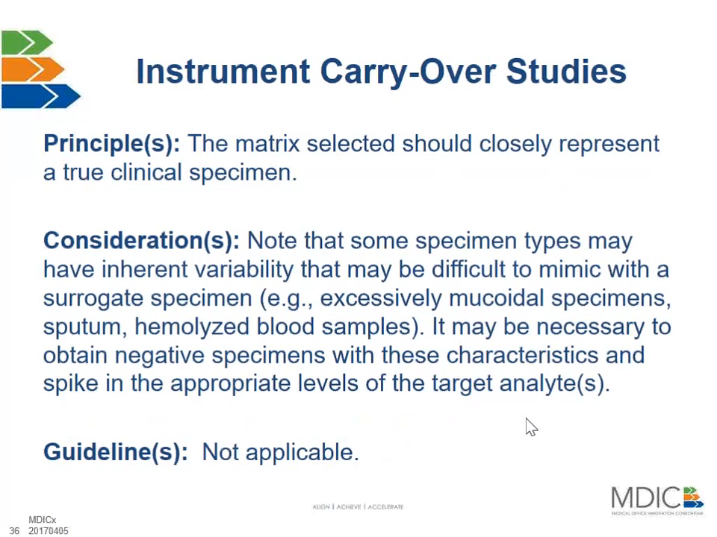For the instrument carryover study, this slide is intended to illustrate that there are key elements of the specimen matrix that are an important factor to consider when identifying an appropriate surrogate type. And then here, there are additional examples that have been added, such as excessively mucoidal specimens, hemolyzed blood samples. By providing these examples, it's intended to supplement and further emphasize why there is this need to consider the matrix and its relevance to the conduct of these types of studies.